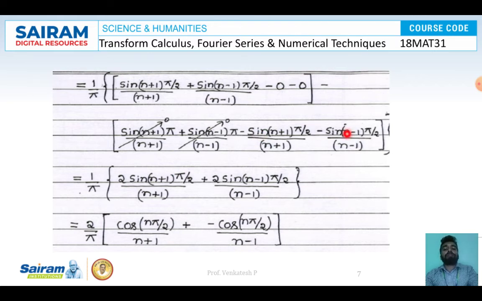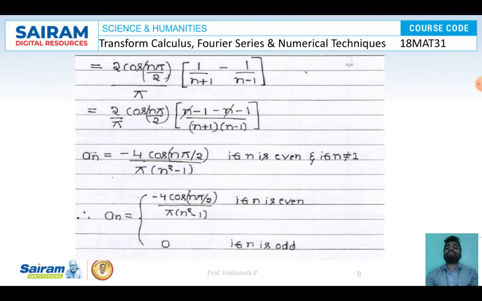So now after simplification, we got the equation like 2 times sin((n+1)pi/2)/(n+1) plus 2 times sin((n-1)pi/2)/(n-1). So this will become 2 by pi into [cos(n pi/2)/(n+1) minus cos(n pi/2)/(n-1)] after simplification. Therefore, taking cos(n pi/2) common factor, we get 2 cos(n pi/2) by pi into [1/(n+1) minus 1/(n-1)].